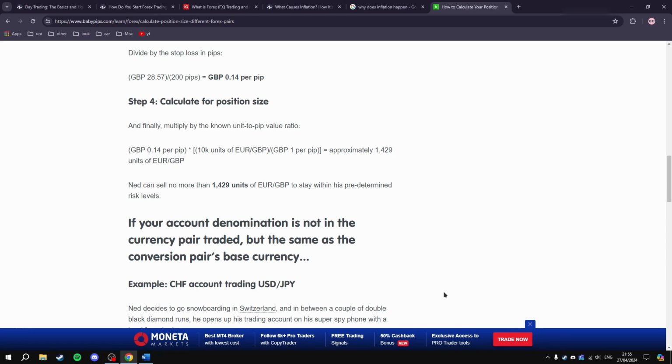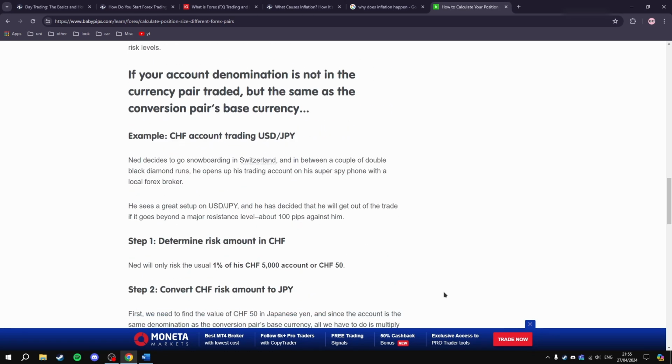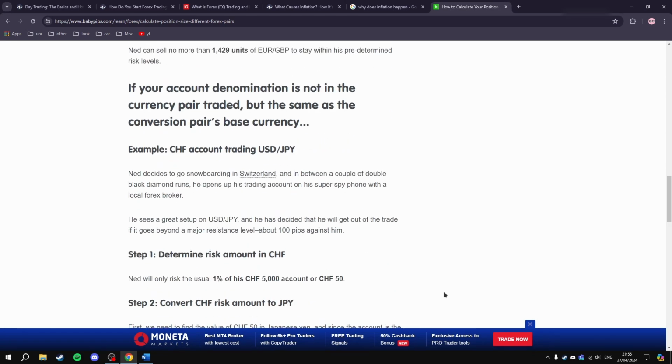Now, Ned can sell no more than 1,429 units of Euro GBP to stay within his predetermined risk levels.